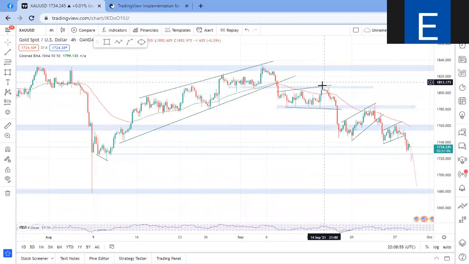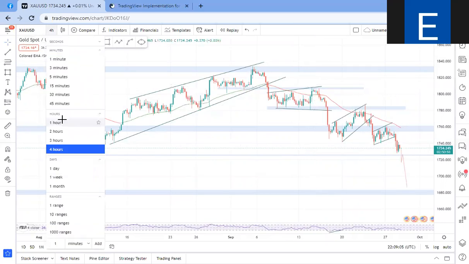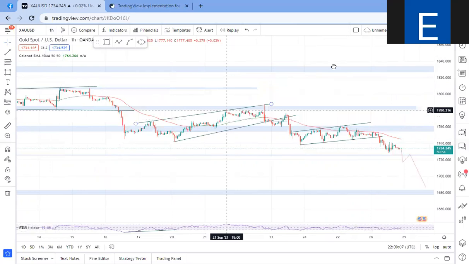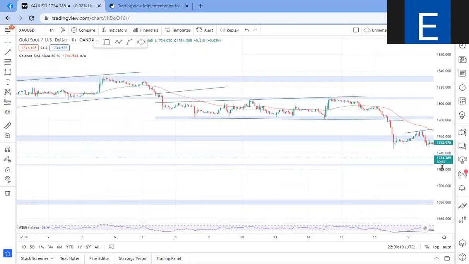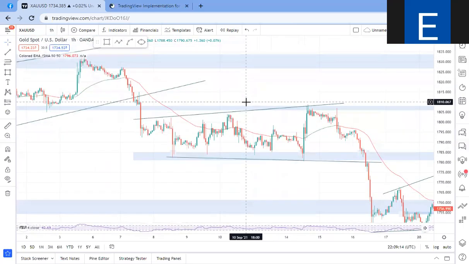But like this one, what gave me even more confidence was that the chart pattern was very clear on the 4 hour. I have to go down to the 1 hour to get better execution. But this was a 4 hour chart pattern. It was very visible on the 4 hour.